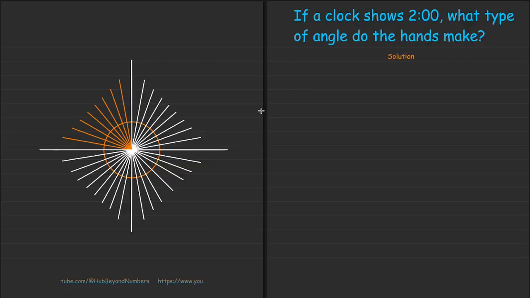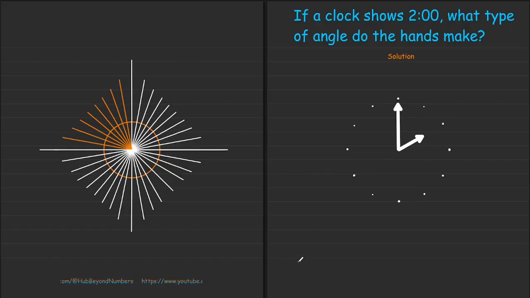So our first question we'll be considering is what you see on the screen. It says, if a clock shows 2 o'clock, what type of angle do the hands make? So I'll quickly draw a clock that is showing 2 o'clock. This is just a sketch of a clock. If we have 12 here, and then this is 1, and then this is the 2.